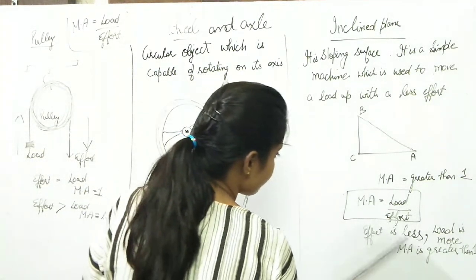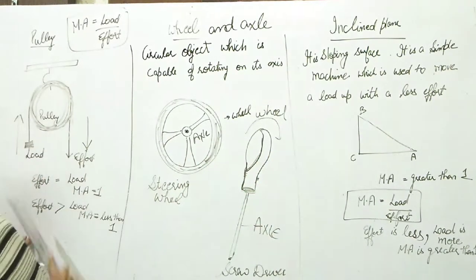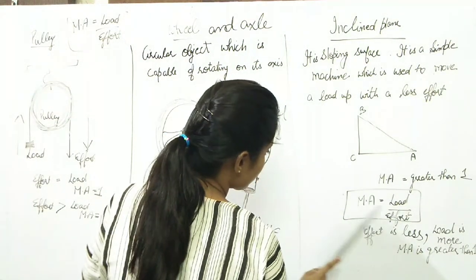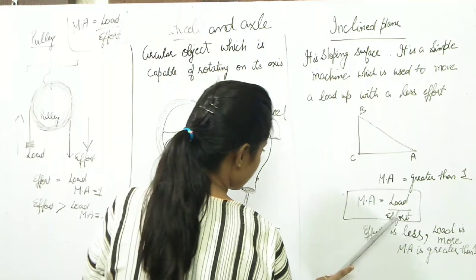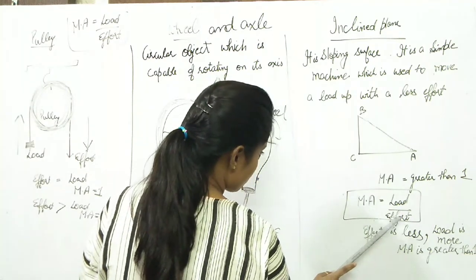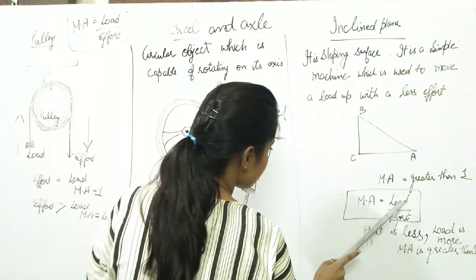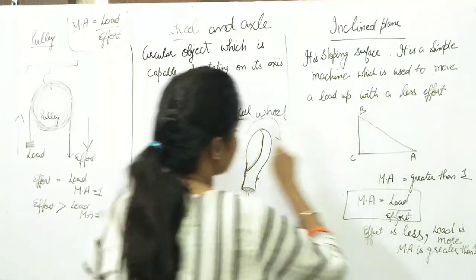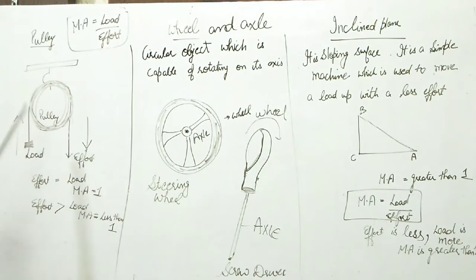If the effort is less, same here also. Here the effort was more. Here the effort is less. But we know that they are inversely proportional. Effort is less, so load is more, so the mechanical advantage is also greater than 1. So these are the three simple machines that make our work easy.